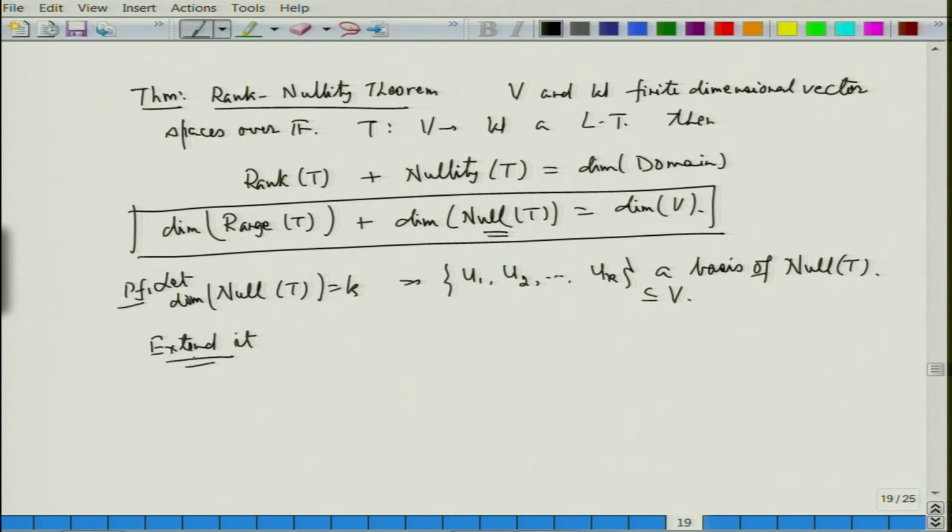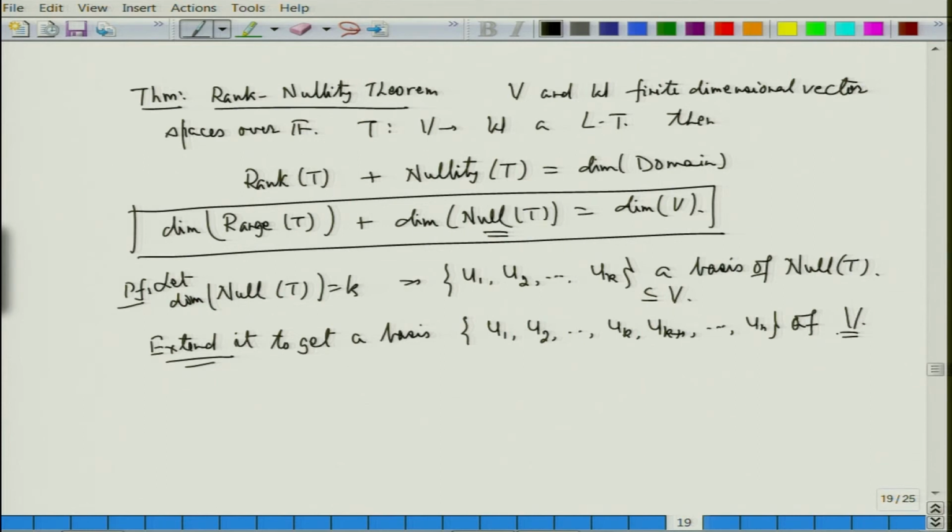What we know is that every linearly independent set can be extended to form a basis. Here it is finite dimensional, that is very, very important. So, we are saying that extend it to get a basis U1, U2, up to UK, UK plus 1 to UN, a basis of V.